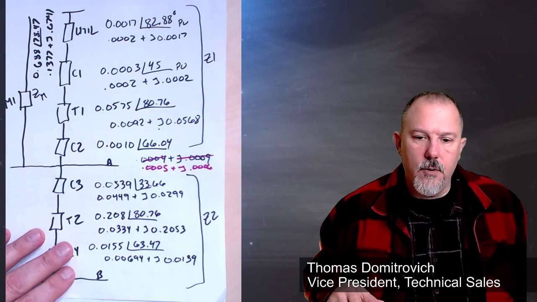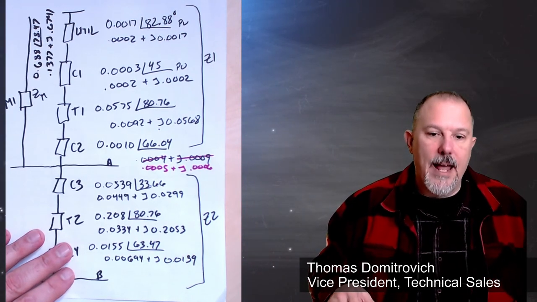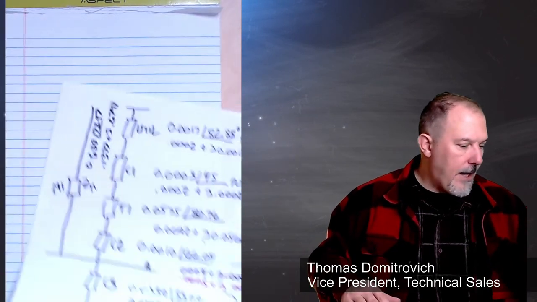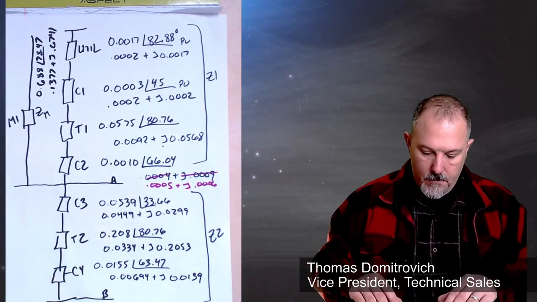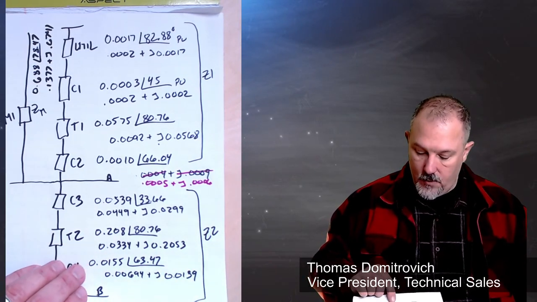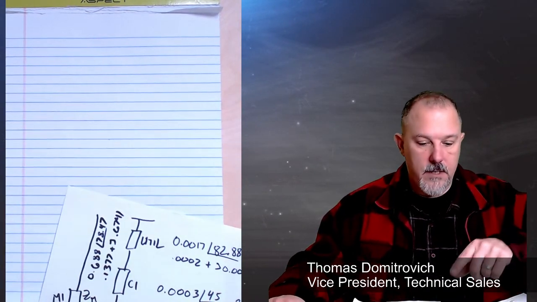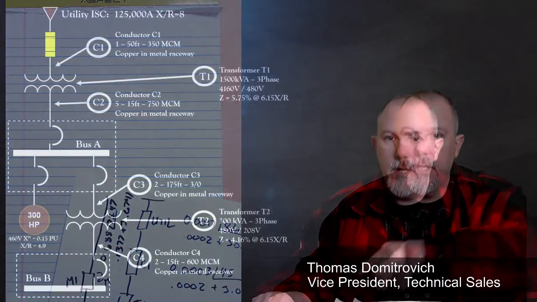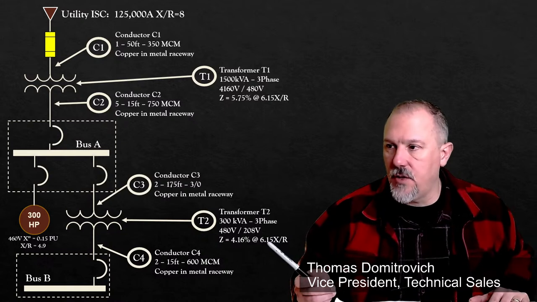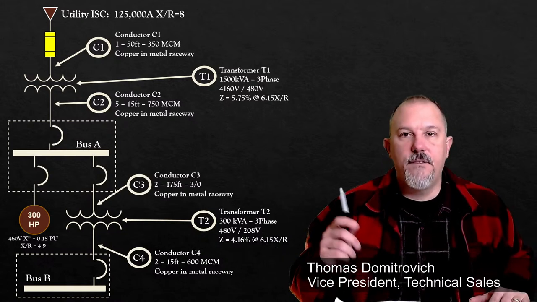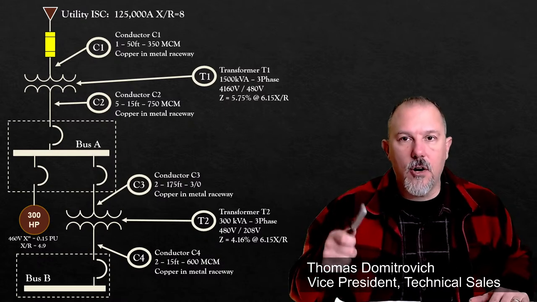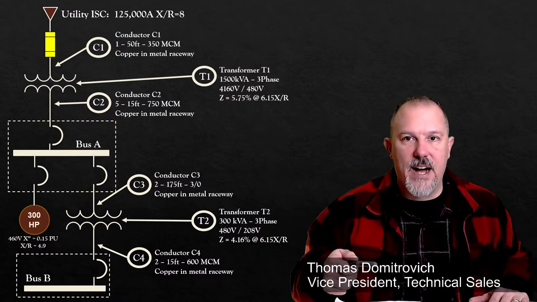James, can you go over the angles for T2 and the motor? Yes, I can. Okay. Let's just talk about T2. What was T2? Let's look at this. Remember, T2 was a 300 kVA transformer at 4.16% impedance, and the X to R ratio is 6.15.